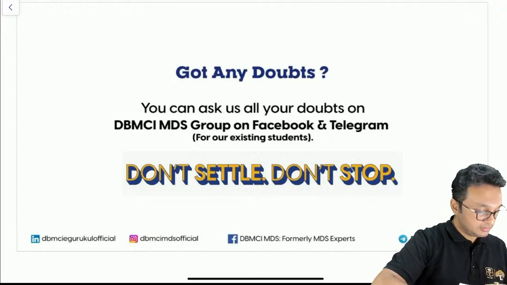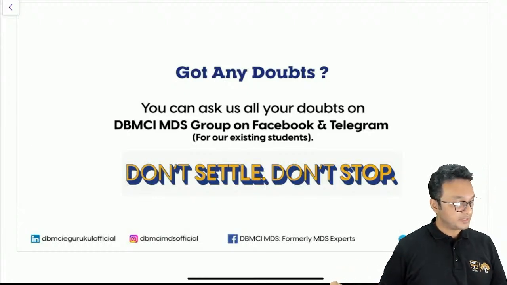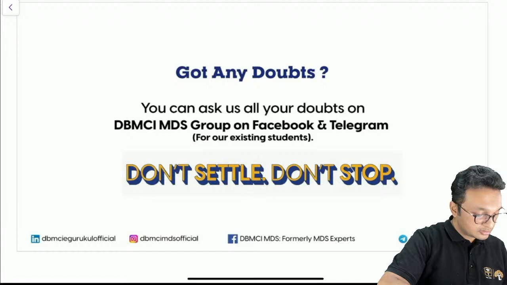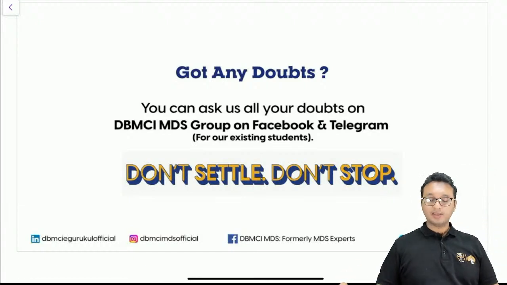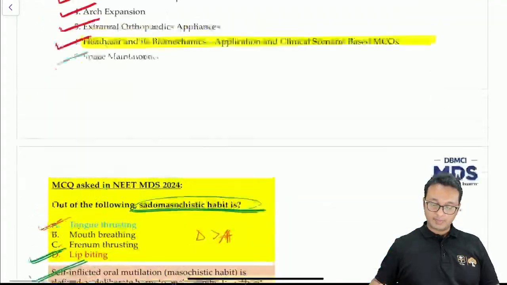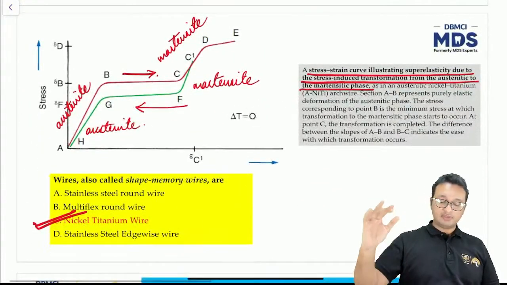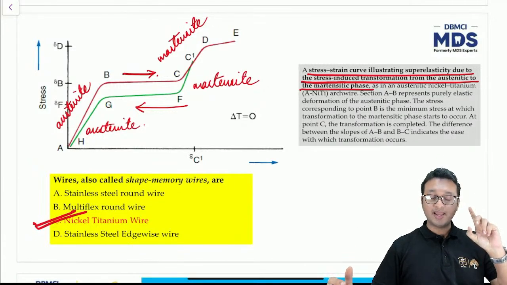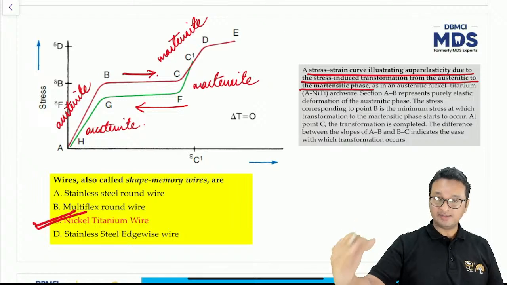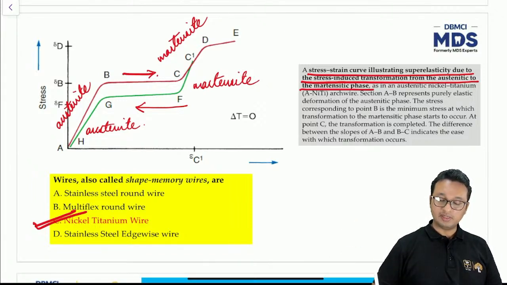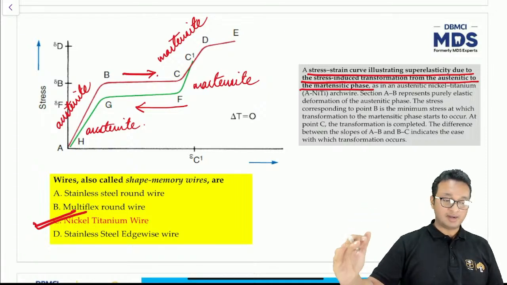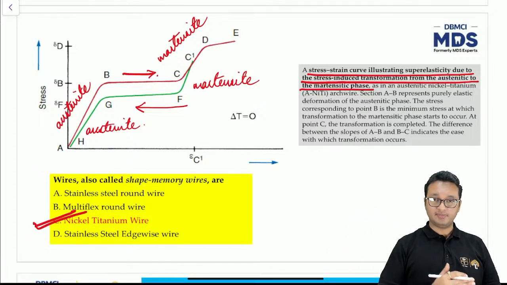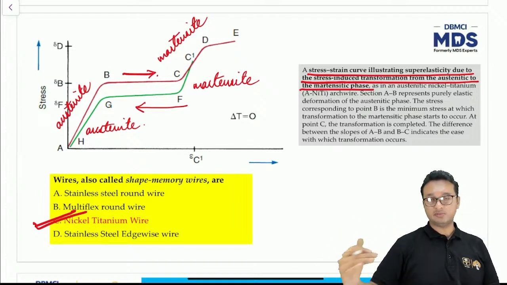Let me see if I have any question. Nikesh Maheshwari has asked me, sir, temperature reduction also leads to martensite to austenite? Yes, correct. I told you in the beginning, no? I told you that the phase transformation from austenite to martensite happens in two ways, either by load or by temperature differences. So whenever you cool the nickel titanium, the martensite is converted back to austenite, and whenever you heat it, the austenite is converted to martensite.